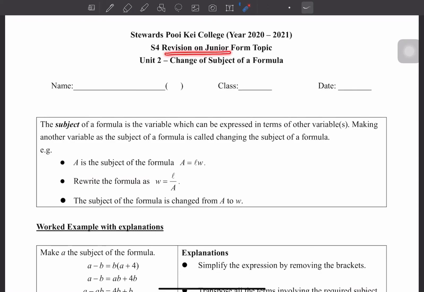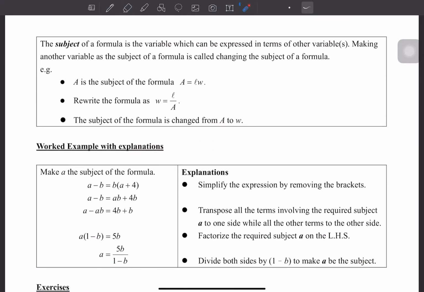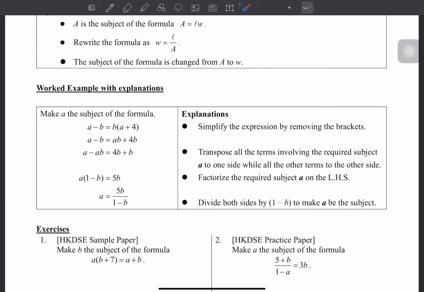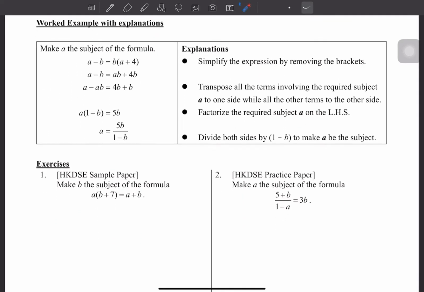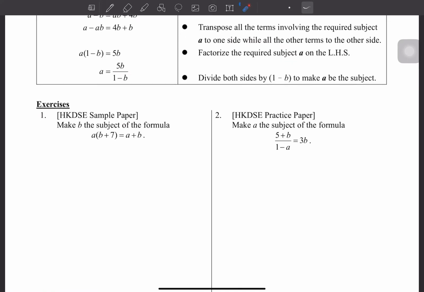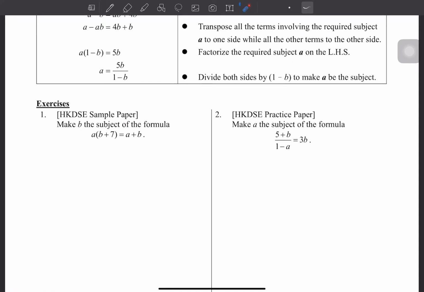Revision on Uniform Topic, Unit 2, Change of Subject of a Formula. In this video, I would like to have a short video on how to use several steps to simplify and to make subject of the formula. I want to use 3 examples to illustrate it. You can see in exam in DSE, there are some common questions.